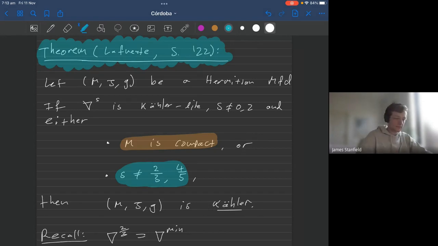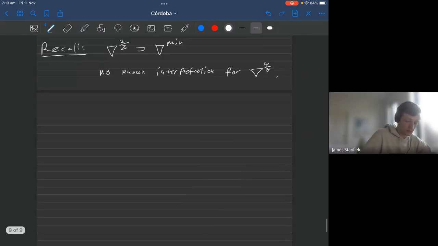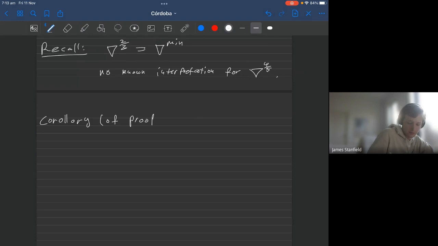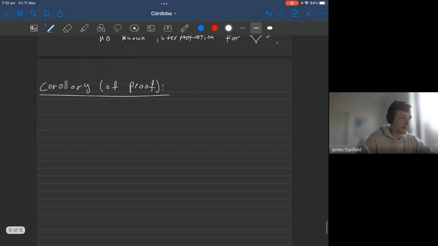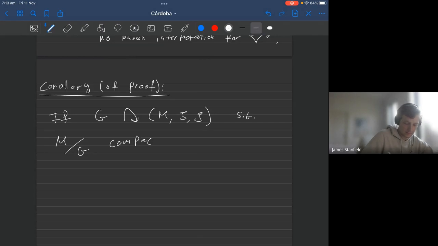Okay. Let me just mention a corollary. It's not of the theorem, it's of the proof. Essentially what I'm saying is we can say things slightly more generally. If we have some action by holomorphic isometries, such that the quotient space, or the orbit space, is compact, then the same conclusion holds.